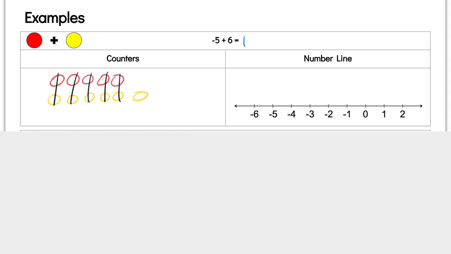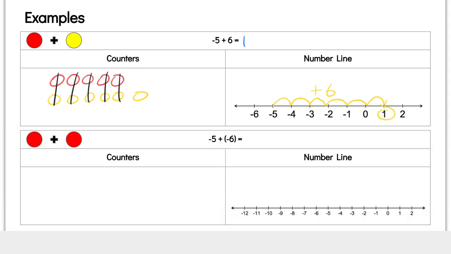And on a number line, we would start at -5. And since we're adding, we're going to the right. So we go to the right 6 spaces. 1, 2, 3, 4, 5, 6. We show that we are adding 6, and our answer is right there.